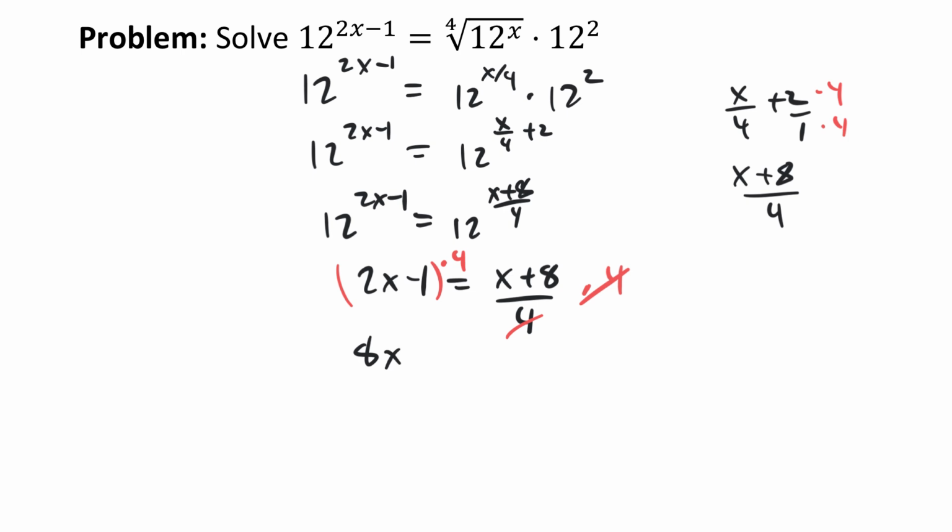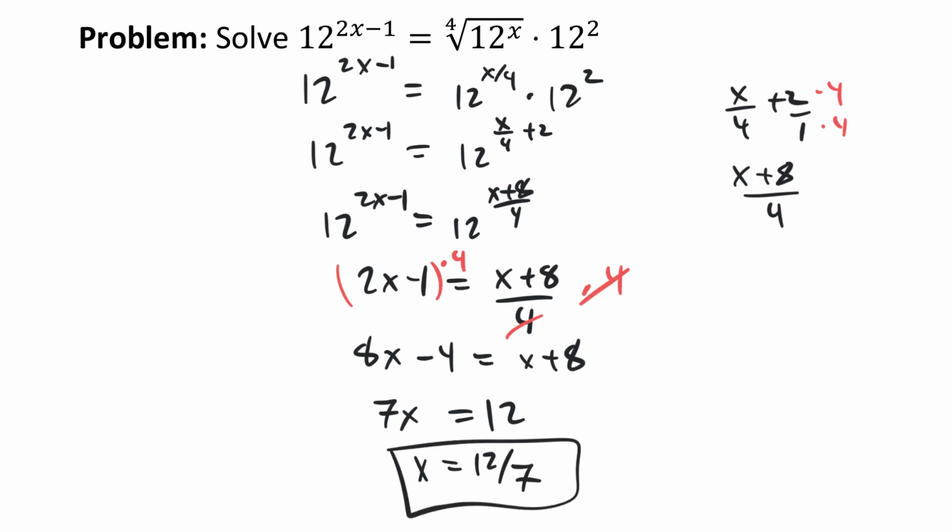This will give you 8x minus 4 equals x plus 8. Sneak that x over to get 7x. Sneak the 4 over to get 12. And x equals 12 over 7. Again, if you like algebra, these questions are kind of fun. They're sort of like little puzzles to get the algebra set up. And then once you drop the base, you get to do a little bit of algebra in the end.